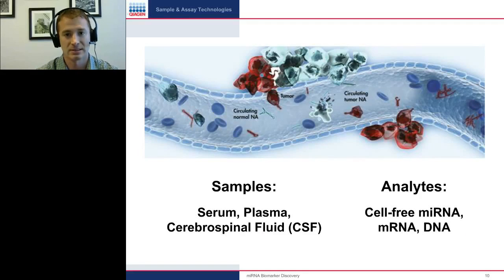So now let's discuss the type of samples that you will use in microRNA biomarker discovery. These can be your serum, plasma, cerebrospinal fluid for circulating biomarkers, and you can also use your standard cell or FFPE samples, urine, and potentially any fluid that relates to your particular disease of interest. And your analytes can be your cell-free microRNA, mRNA, or DNA. And for today's talk, we will be focusing on microRNA.